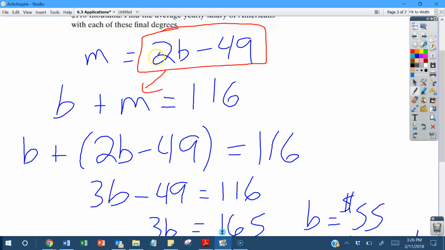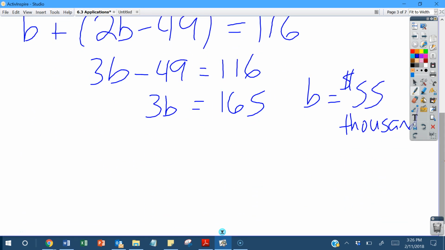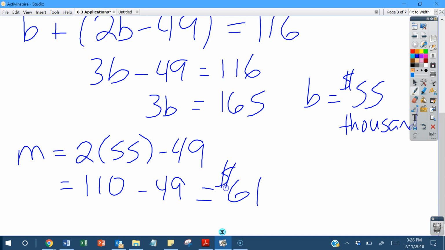And I know that M is equal to 2B minus 49, and I know what B is. So I can plug in 55,000 for B. M is equal to 2 times B, which is 55, minus 49. This is equal to 110 minus 49. And let me do that real quick. And I get 61. And this is in $1,000.